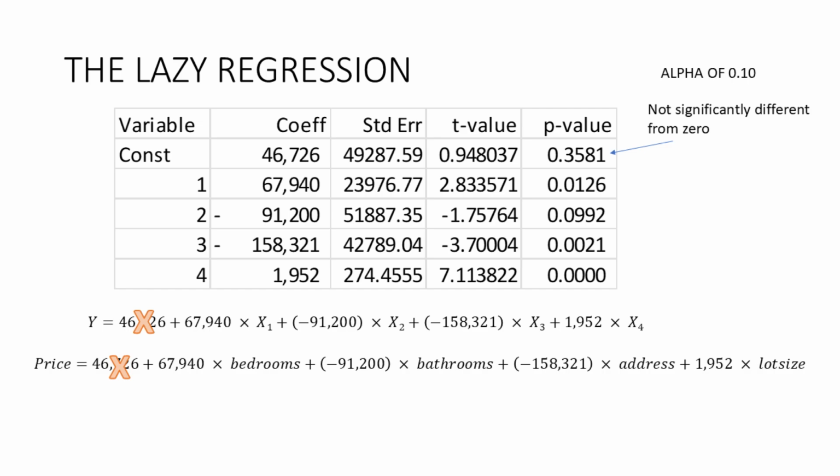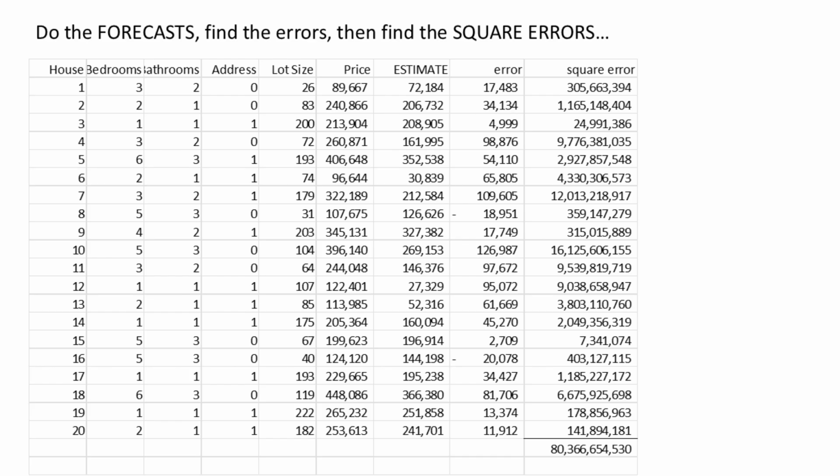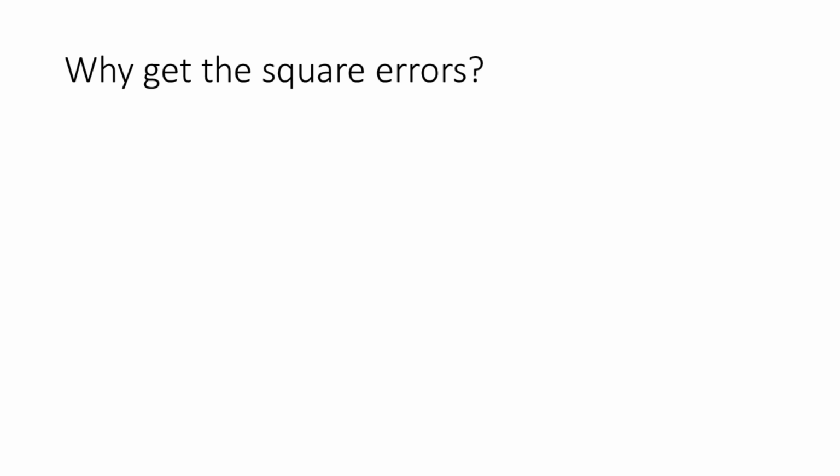Here's a table with a forecast called the estimate column here in the table. From here on, we're going to get the error, meaning the actual price minus the estimate. That'll be the error. Then we square that error, and then eventually summing up all the square errors seen here below. But why do we square the errors?